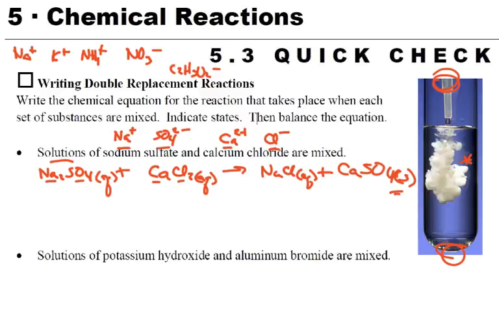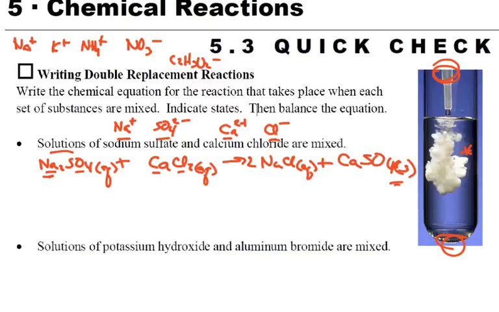Now let's balance. I have 2 sodiums on this side, so I better put a 2 here. That gives me 2 chlorides. I have 2 chlorides, calcium, calcium, so this is balanced. So 1, 1, 2, and 1 is our balanced equation.